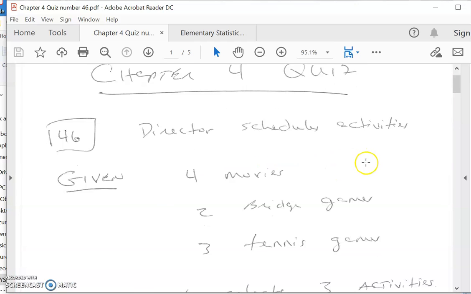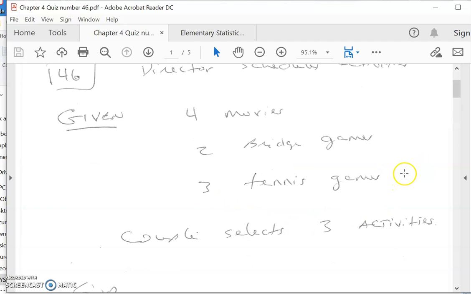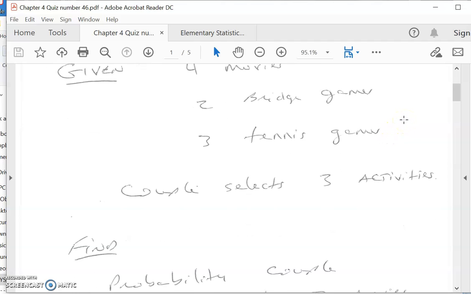The director schedules the activities. Here are the activities that he schedules. He has 4 movies. He has 2 bridge games, 3 tennis games. Now, how many activities are there altogether? There's 4 plus 2 plus 3. There's 9 activities altogether.